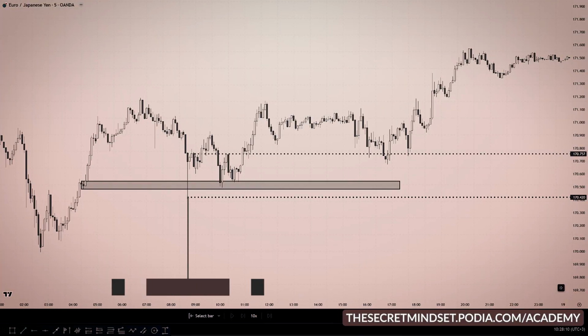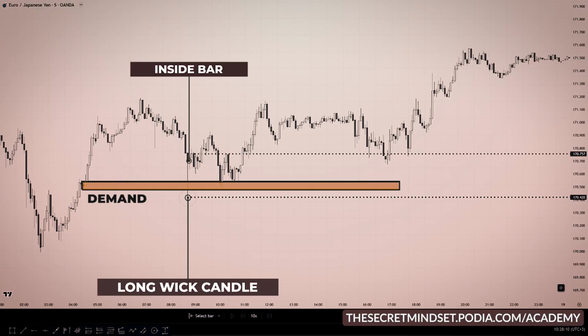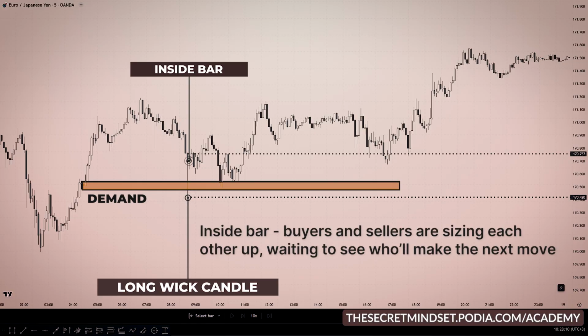Here's a bullish setup. The pin bar forms at a demand zone or support. This long lower wick shows strong buying pressure. It's like buyers are rushing in to grab a good deal when the price dips too low. The inside bar that follows is a pause. Buyers and sellers are sizing each other up, waiting to see who will make the next move. When price breaks above the pin bar's high, it implies demand has won out. Buyers are pushing the price up, and some sellers might be closing their losing trades, adding more upward pressure.